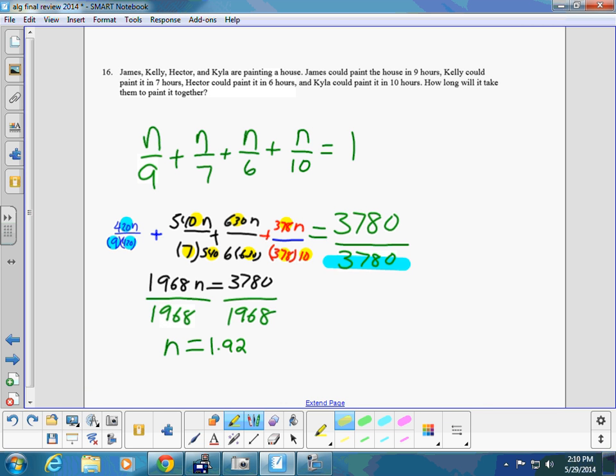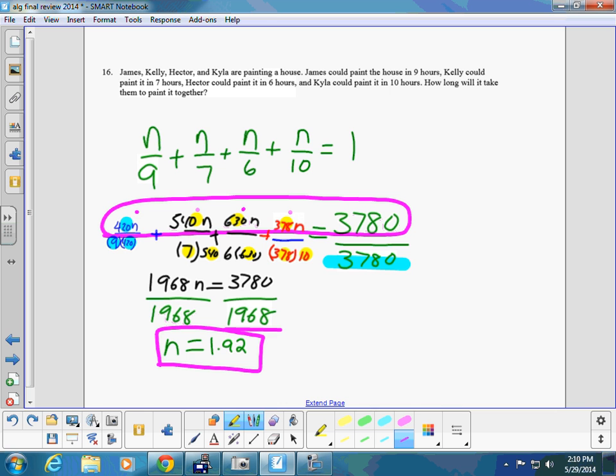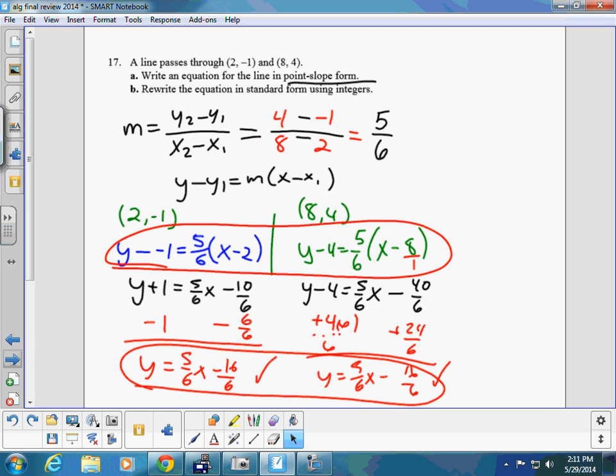So that's going to produce this whole top right here. This whole top here is what we have to solve. So what I did was I added up each one of these, and I got 1968 n equals 3780, and I divide both sides by 1968, and I get 1.92. And on the exam, you're going to have to write in a complete sentence. It will take all of them to do the work in 1.92 hours. Okay, moving on to 17.